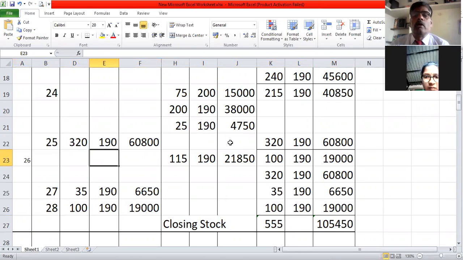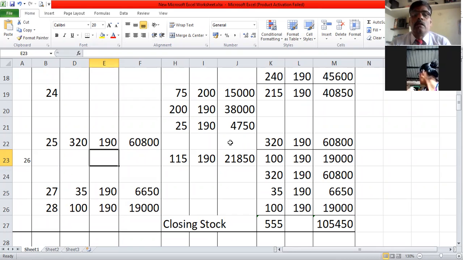Clear? I have taken this problem because all the purchase rates are same, and you don't mix the quantity. If the rate is same, don't worry, you have to put it separately. Each lot is to be kept separately. Remember this. Each lot is to be kept separately first.